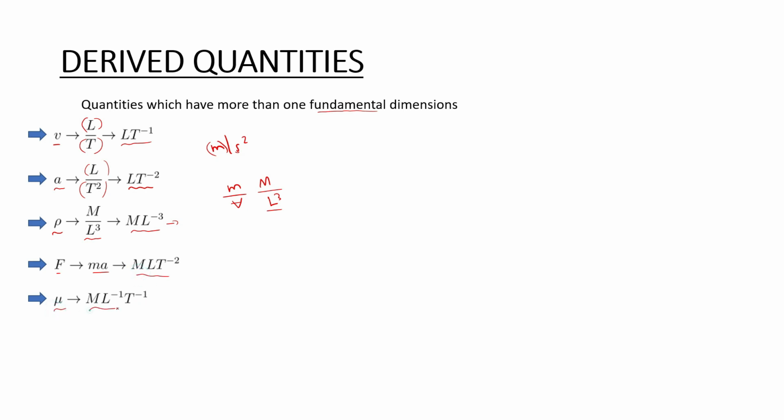Similarly, mu is M L minus 1 T minus 1. The unit of mu is Newton second by meter square. Newton is MLT minus 2, second is T, and meter square is L square. Solving this you will get M L minus 1 T minus 1. So these are the fundamental dimensions, and using the fundamental dimensions you can find the dimensions of the derived quantities.